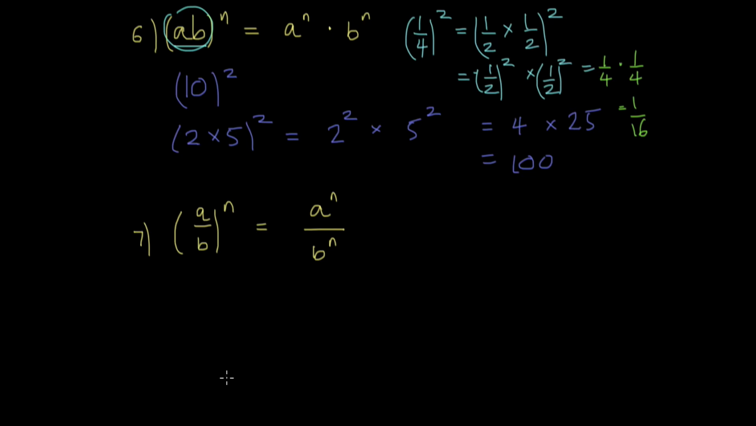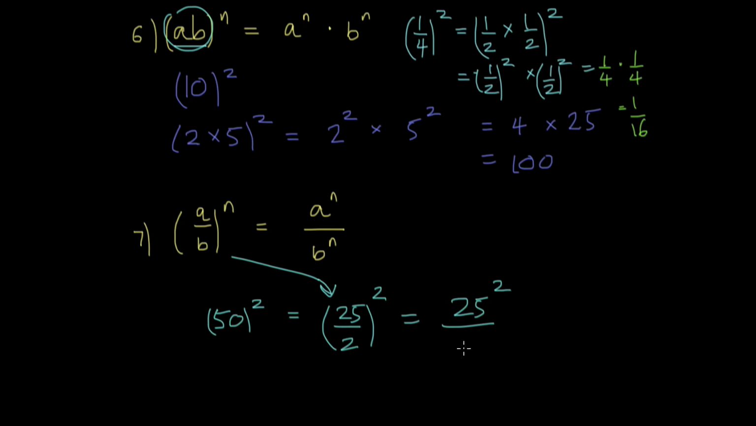If I have, say, 50 to the second power, that would be 50 is 25 over 2, right? So that would be 25 over 2 to the second power. And then now we've got 50 to the second power to look something like that. Now we can use the law, and that becomes 25 raised to the second power over 2 raised to the second power.